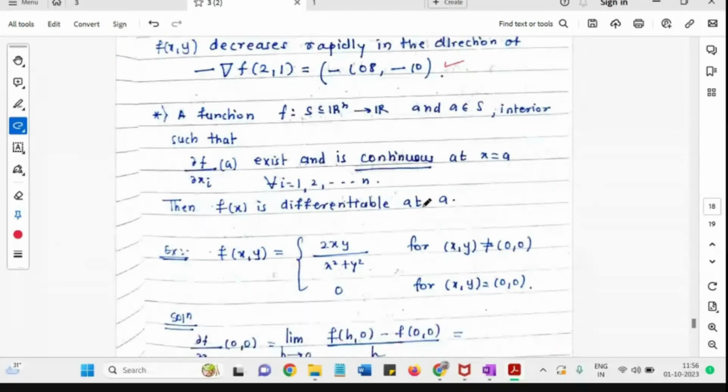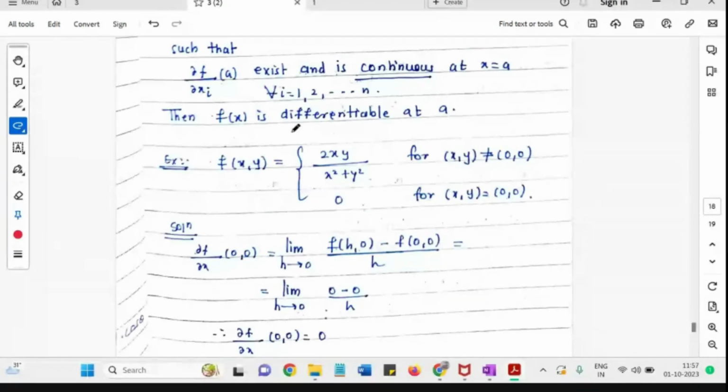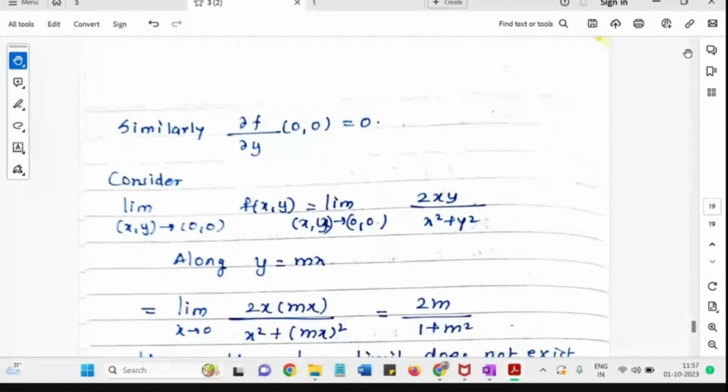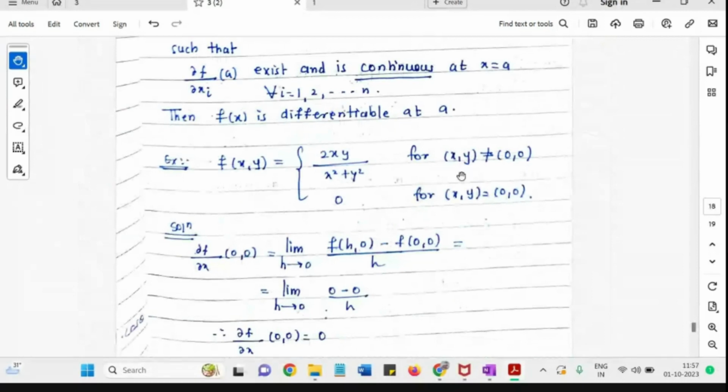So here is one example. Look at this function. As I said, the existence of partial derivatives is not sufficient to guarantee the differentiability of the function. Okay, so I have a function f given by 2xy upon (x² + y²) when (x, y) is not (0, 0), and 0 when (x, y) is (0, 0). Now you can observe that this function is not continuous.